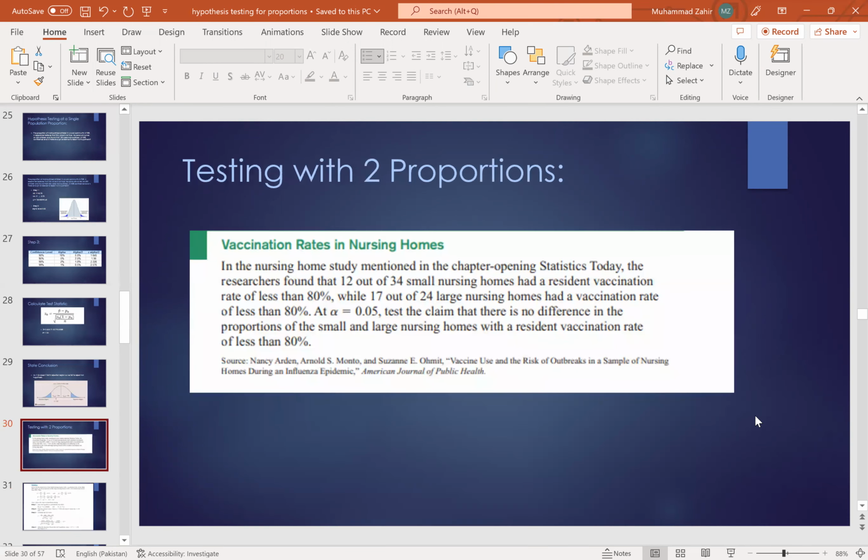Testing for two proportions. It is the vaccination rate in nursing homes. In this example, in the nursing home study mentioned in the chapter, the researcher found that 12 out of 34 small nursing homes had a resident vaccination rate of less than 80%, while 17 out of 24 large nursing homes had a vaccination rate of less than 80%. At alpha equals 0.05, test the claim that there is no difference in the proportions of the small and large nursing homes with a resident vaccination rate of less than 80%. Moving towards the solution.